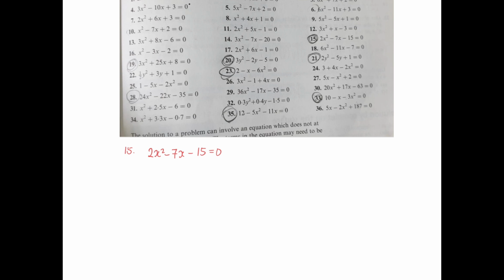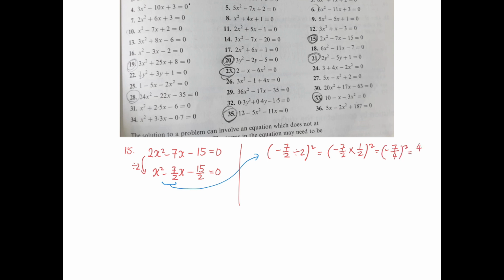Okay. So when we do completing the square, we have to get rid of the 2 in front. So we have to divide by 2. So we get x squared minus 7 over 2 x minus 15 over 2 equal to 0. Okay, we get rid of the first term coefficient. So now we have x squared already. And again, we look at the second term coefficient, and we have to divide by 2 and square it. So minus 7 over 2, you divide by 2, then you square it. So it's equal to minus 7 over 2 times 1 over 2, then you square it, which is equal to minus 7 over 4, and you square it, which is 49 over 16.